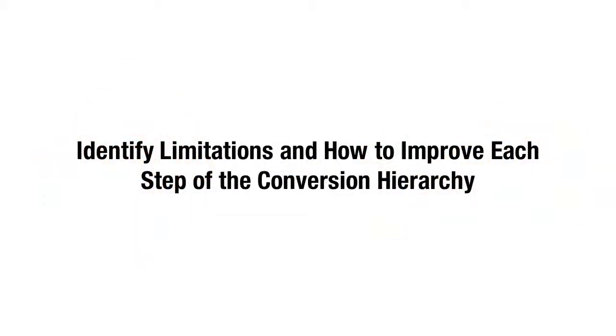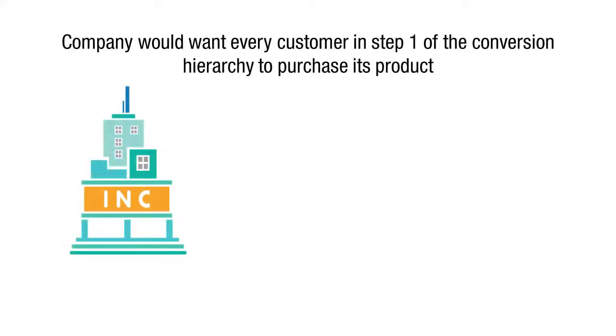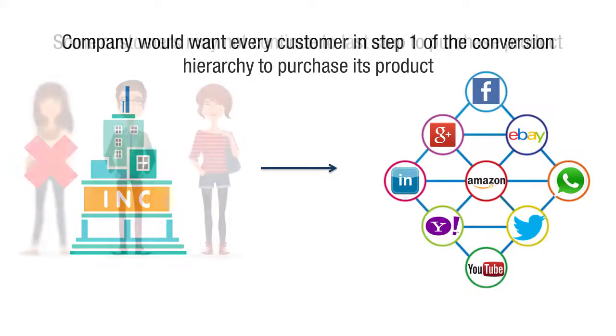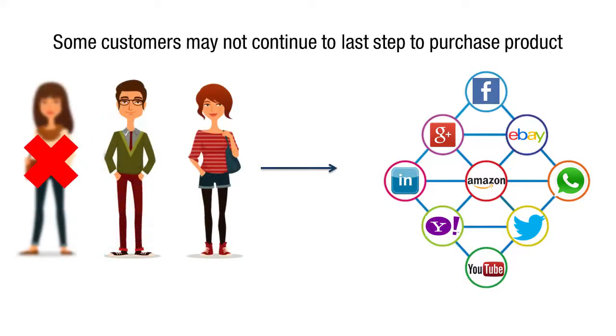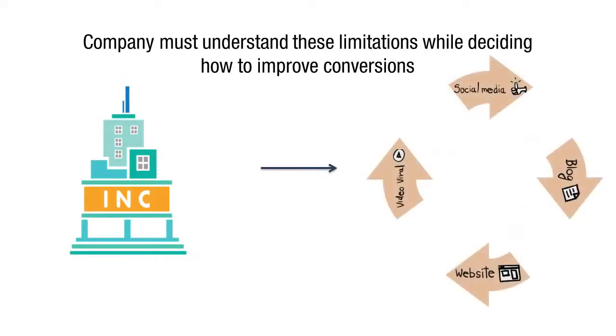Identify limitations and how to improve each step of the conversion hierarchy make up the third step in the SMstudy Digital Marketing Evaluation and Improvement Tool. Ideally, a company would want every customer in step 1 of the conversion hierarchy to purchase its product. However, the reality in most cases is that some customers may not continue to the last step to purchase a product. The company must understand these and other limitations while deciding how to improve conversions.